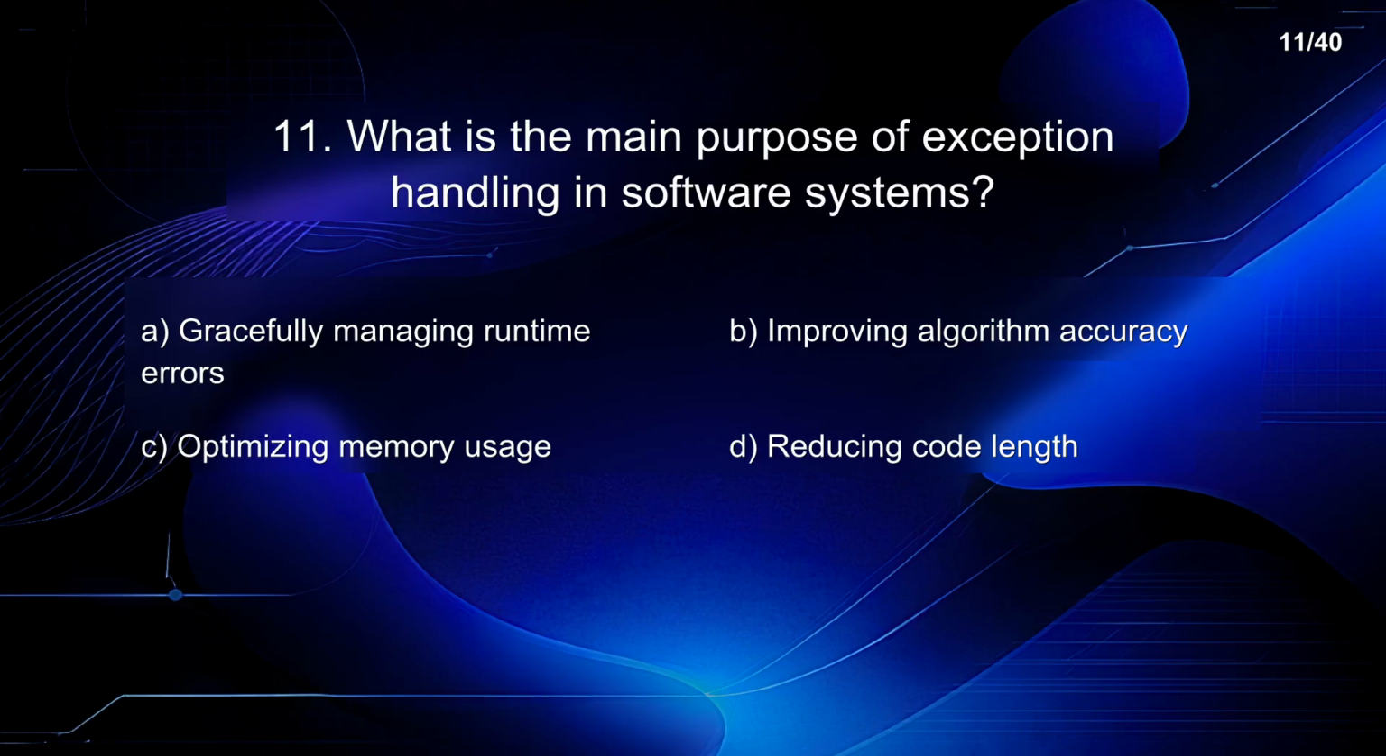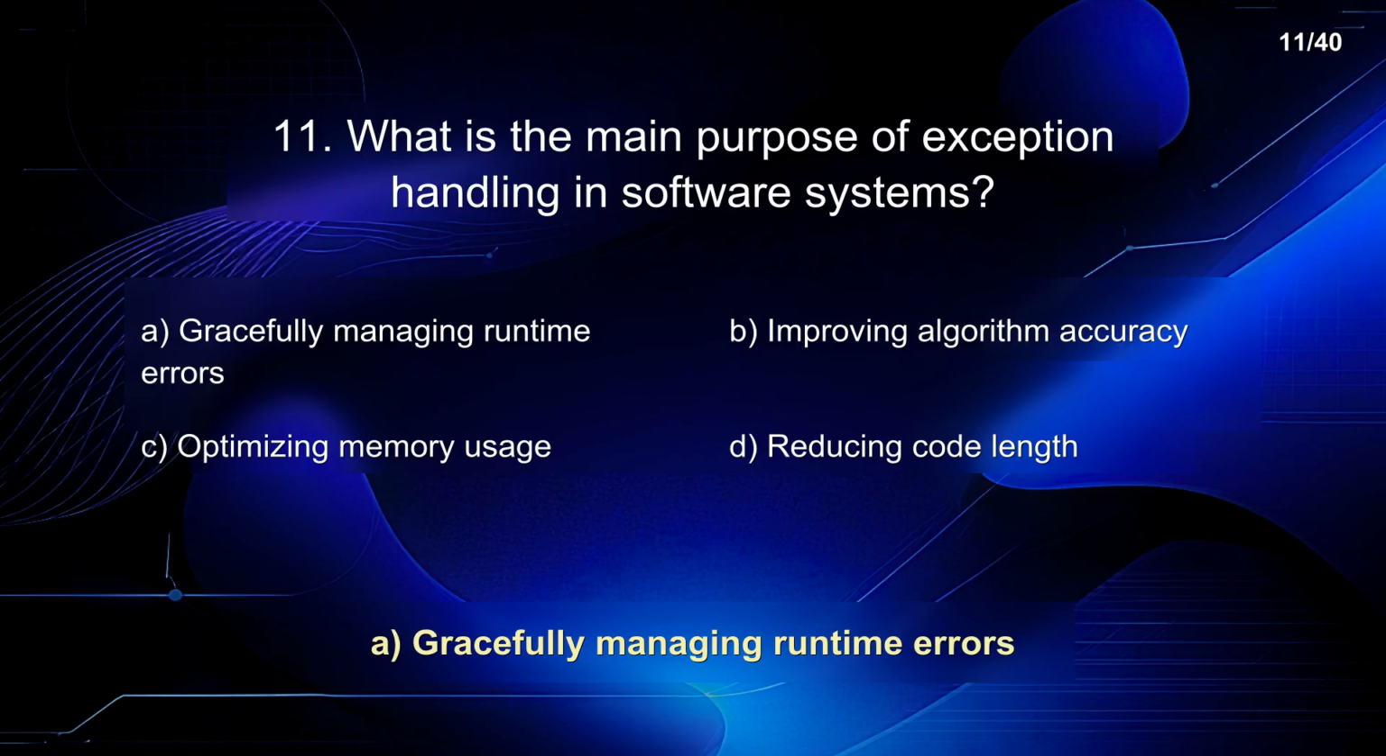11th question. What is the main purpose of exception handling in software systems? A. Gracefully managing runtime errors. B. Improving algorithm accuracy. C. Optimizing memory usage. D. Reducing code length. Correct answer is A. Gracefully managing runtime errors.